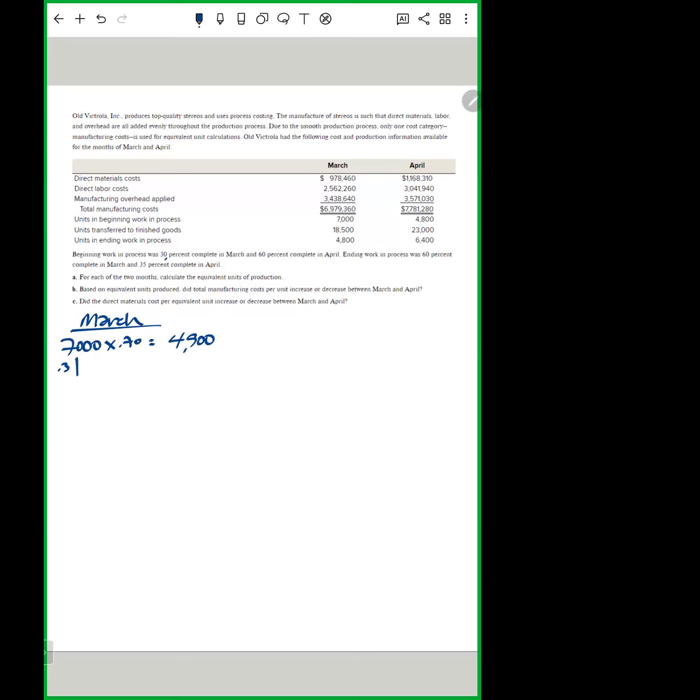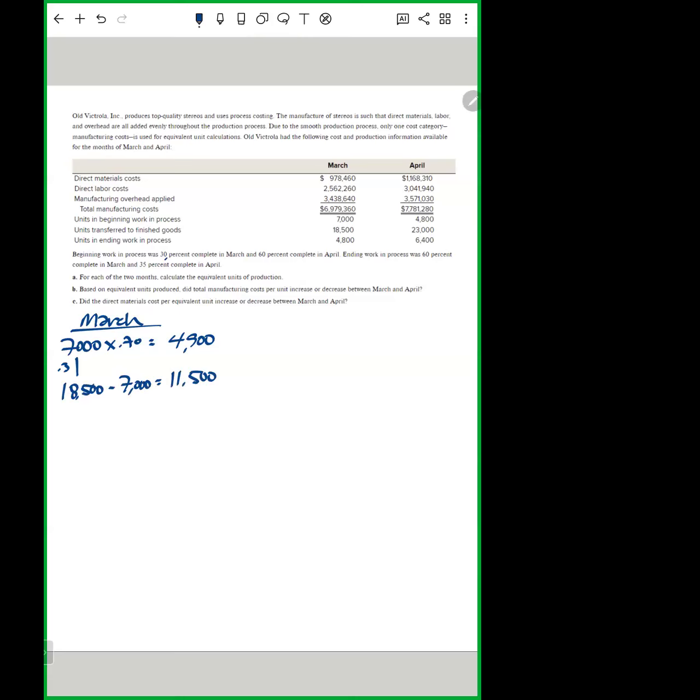All right. And then it says units transferred to finished goods was 18,000. Well, those 18,000 also include the 7,000 units of work in process, right? So we're going to need to subtract those out. So we're going to start with the 18,500 and subtract the 7,000 that were started last month. So that will give me 11,500 that belong in March.